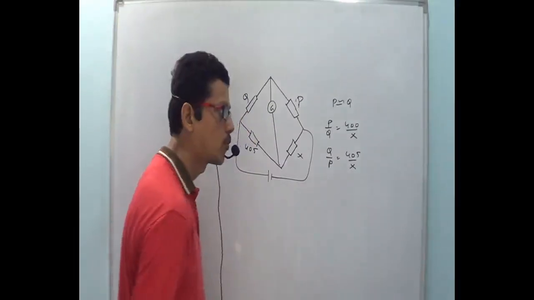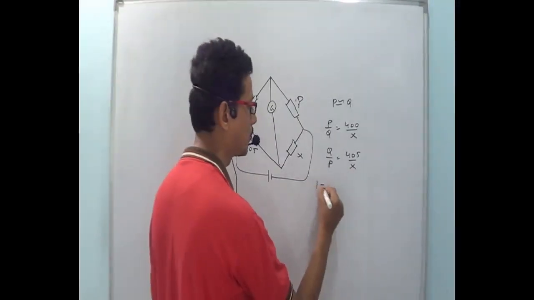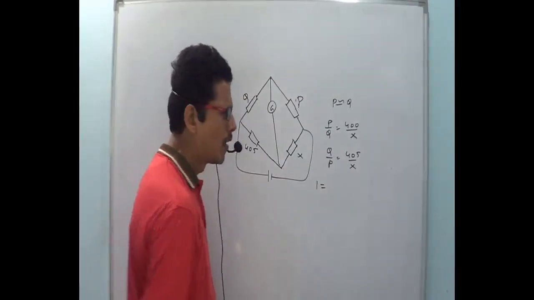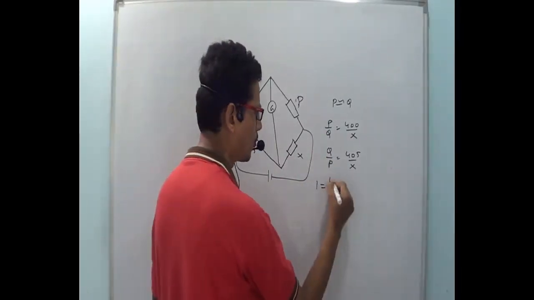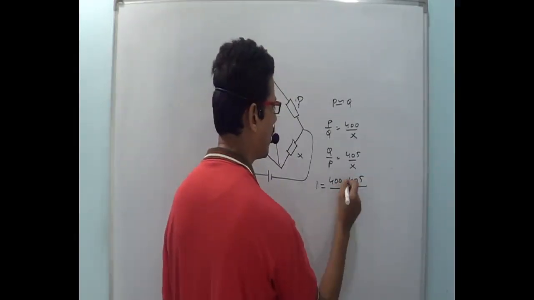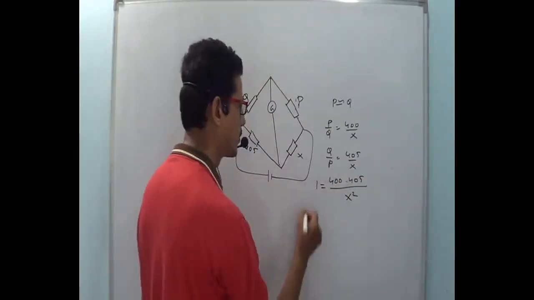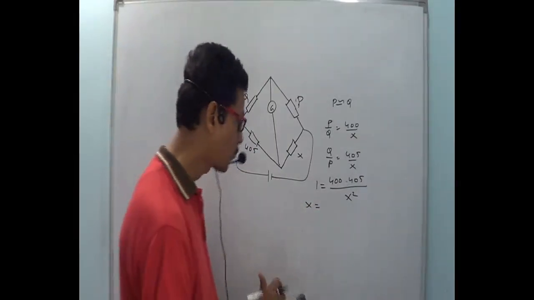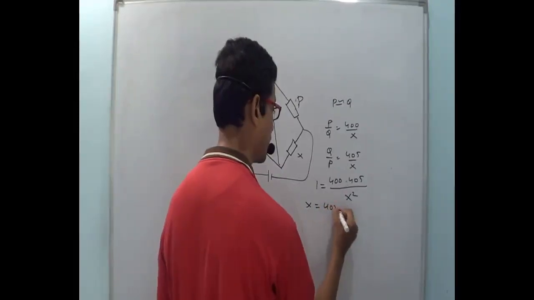Can I find X now? If I multiply these two equations, P by Q into Q by P, how much is it? It will cancel, it becomes 1. 400 into 405 divided by X square. Okay. So X will come out as 402.5. Okay.